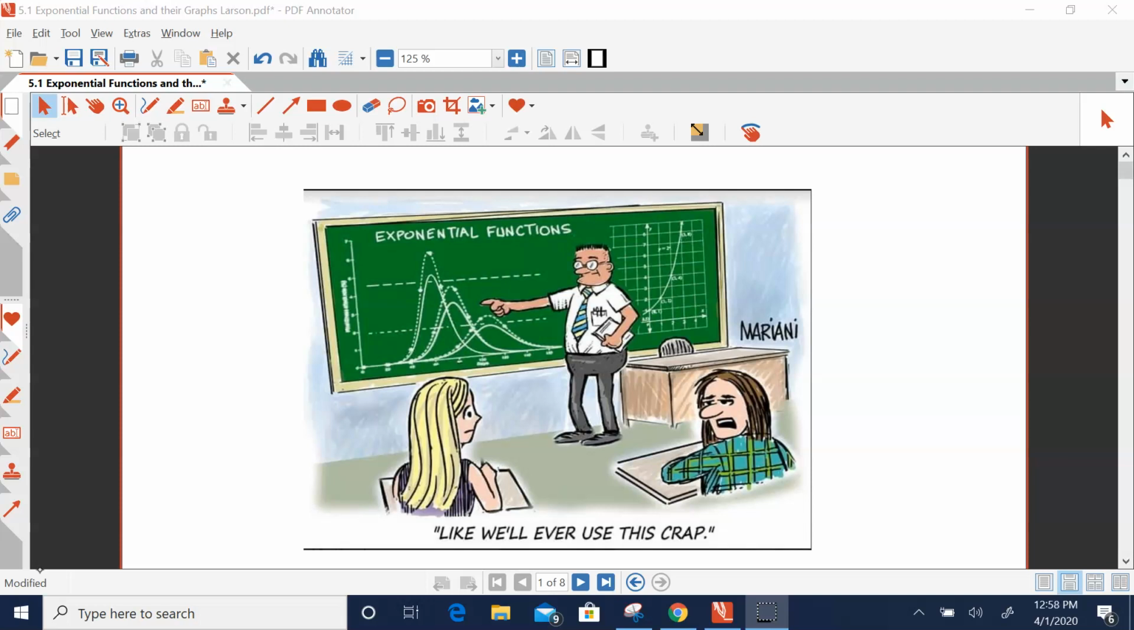With everything that's going on with the COVID-19 infection rates, we have seen some excellent applications of exponential functions. So I think this is a great lead in to our work in Chapter 5. We'll be working with exponential functions and logarithmic functions. And so let's go ahead and get started.